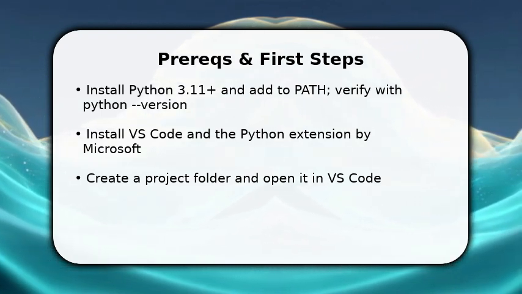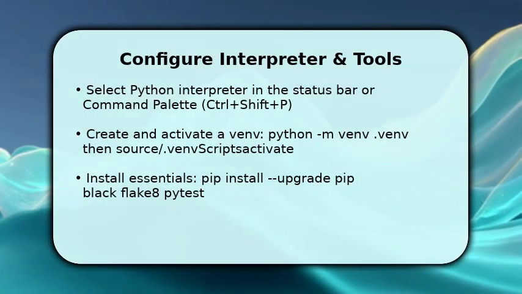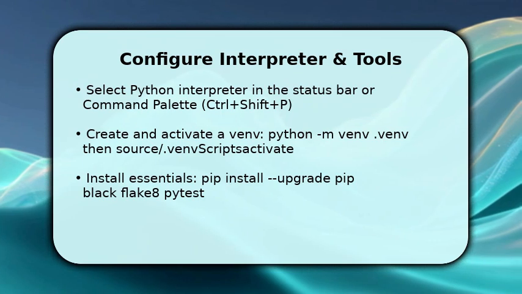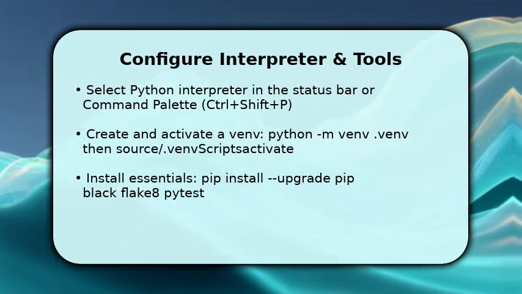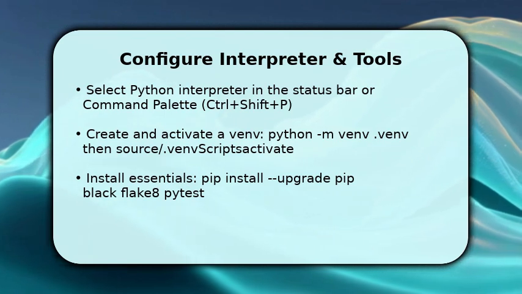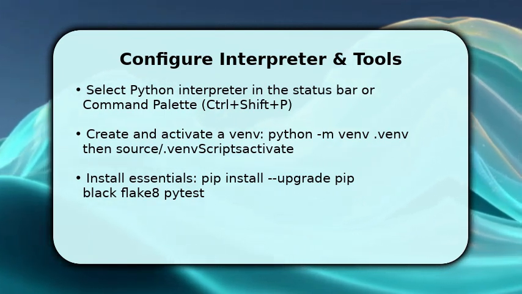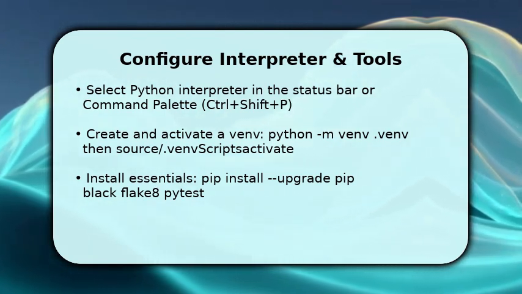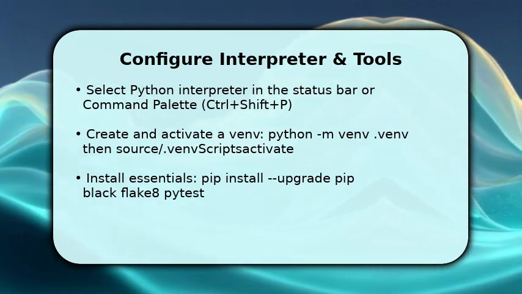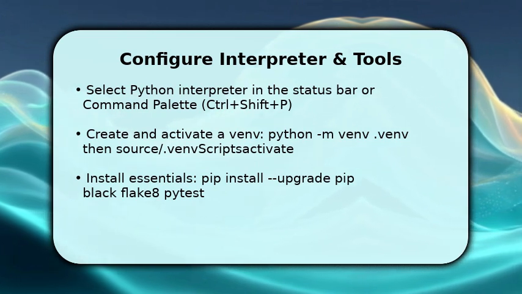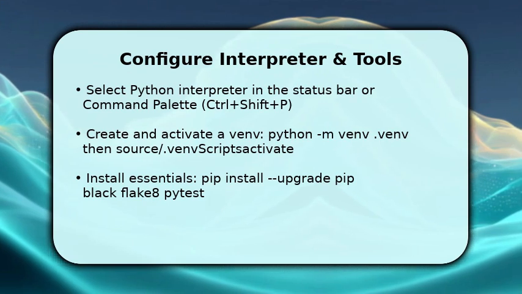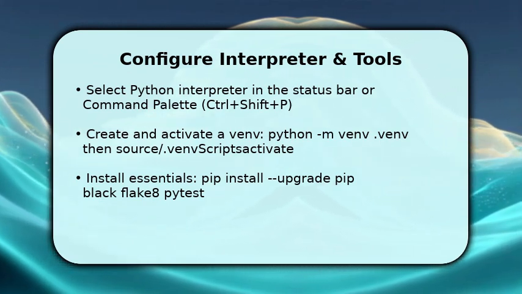Now configure the interpreter and developer tools. You pick the interpreter from the status bar or use the command palette to select the venv interpreter you created. This ensures dependencies are isolated per project. Once you activate the virtual environment, upgrade pip and install Black, Flake8, and Pytest so formatting, linting, and testing behave consistently. Also configure VS Code settings for format on save and the linting provider so your editor enforces standards.